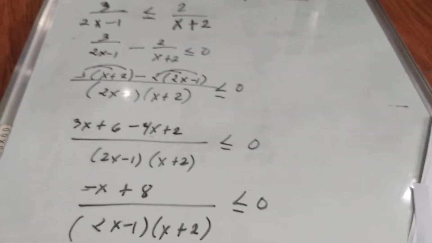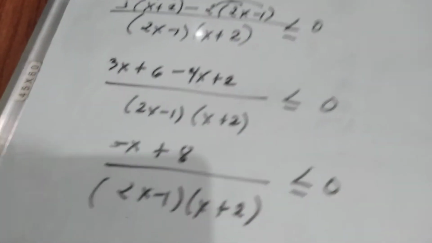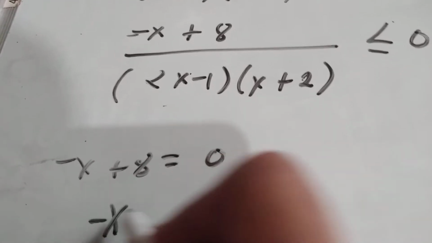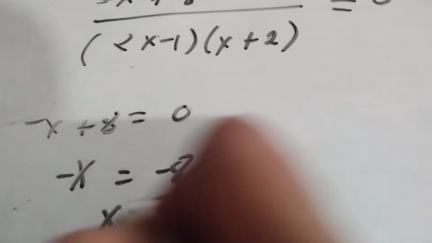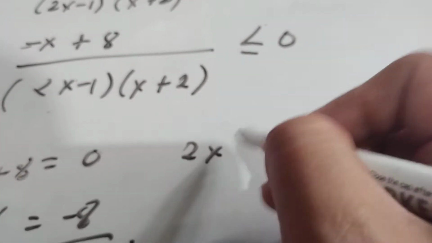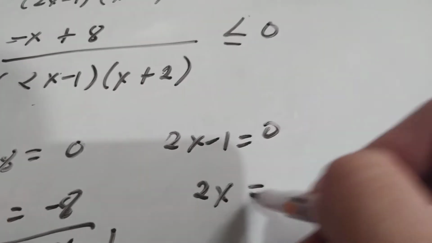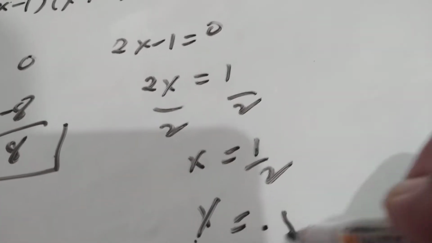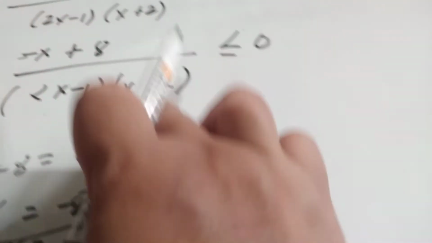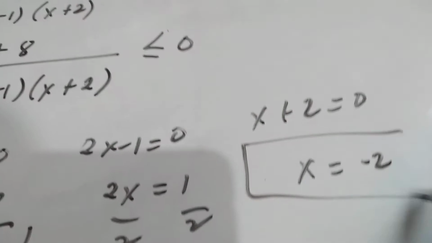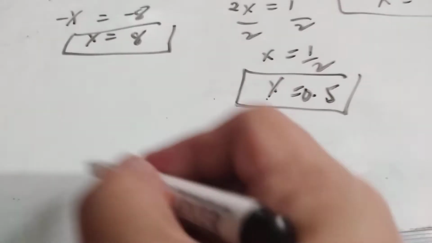Then, ulitin natin para makuha natin ang critical values. I-equate natin both numerator and denominator by 0. So, ibig sabihin, yung negative x plus 8 natin, equate natin sa 0. So, ang x natin, or negative x equals negative 8, or x equals 8. So, that's one of the critical values. Then, ang denominator natin na 2x minus 1, equate ulit natin sa 0. So, 2x equals 1. Divide both sides by 2. So, x is equal to 1/2 or 0.5, another critical value. And then, the third critical value natin, you have x plus 2 is equal to 0 or x equals negative 2. And then, ilalagay natin yung tatlo na yan sa number line.